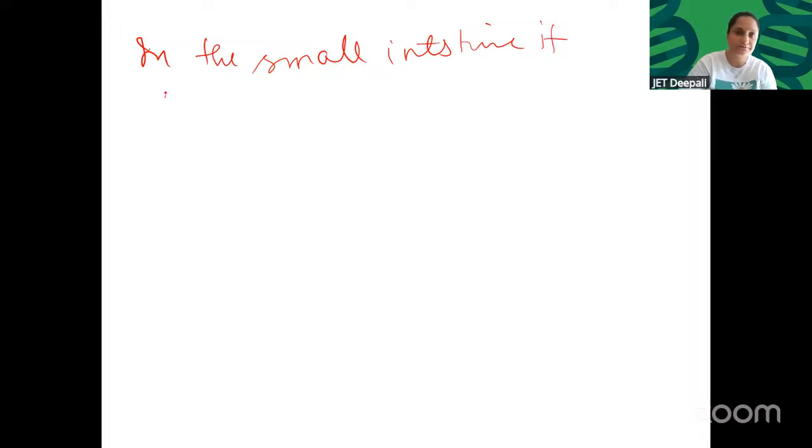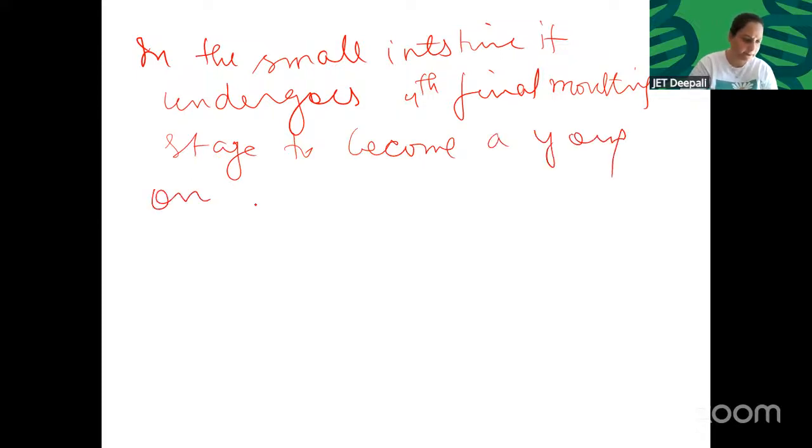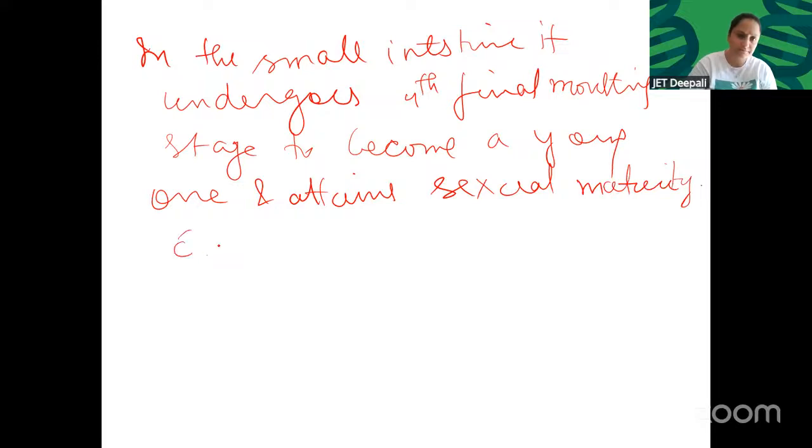Okay, in the small intestine it undergoes the fourth and final molting to become a young one and attains sexual maturity within 8 to 10 weeks. So this is about the theory part.